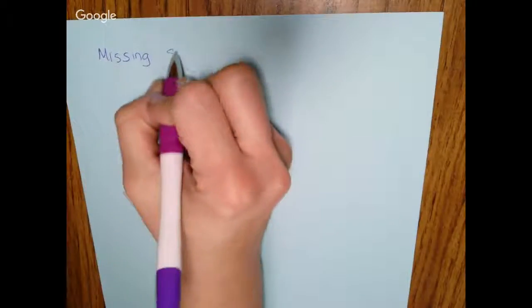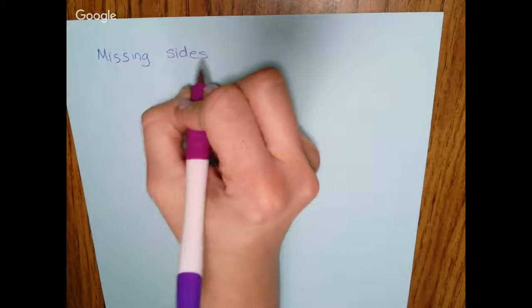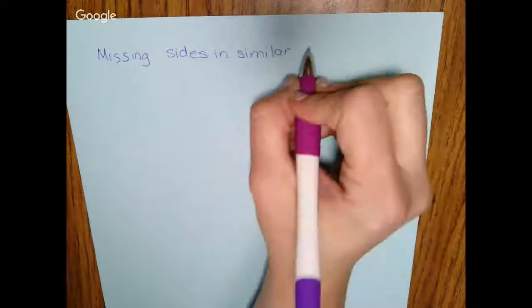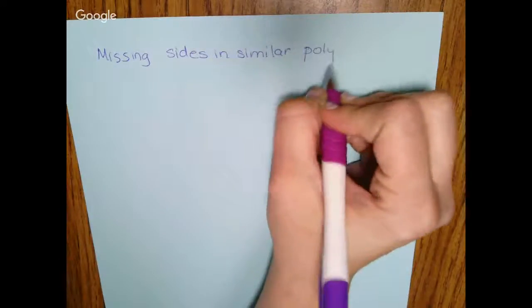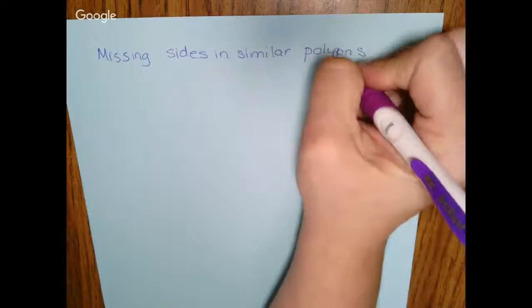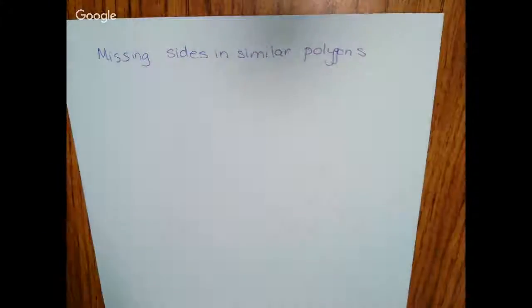Okay, so now we're going to talk about how to find the missing sides in similar shapes. And I'm going to say in similar shapes. That's the proper English. And we'll be really fancy and say polygons. Missing sides in similar polygons. Yes, you should be taking this note on the blank side of page 12. So this is how to find the missing sides in similar polygons.